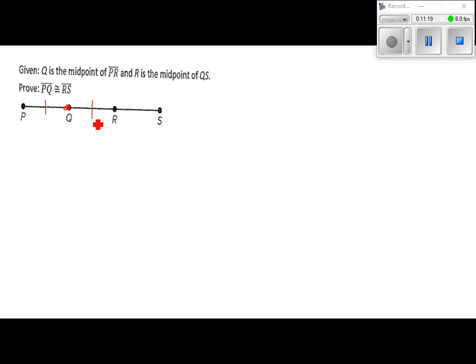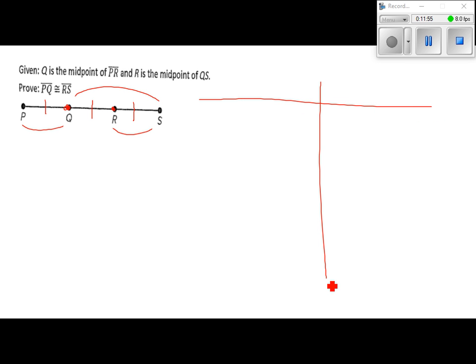And then R is the midpoint of QS. So if R is the midpoint of this segment, QS, then what's that tell us? RS is congruent to QR. So what's that tell us about all three of these? They're all congruent. So let's just put one tick mark on each one. Can you always do that? No, this one it is. What'd they ask us to prove? PQ and RS. We should be able to go through our 2-column proofs here and do it, right?